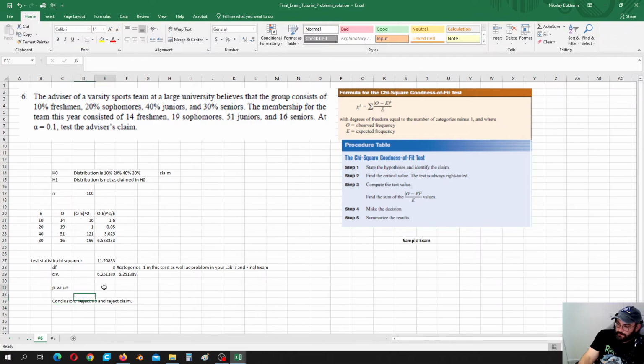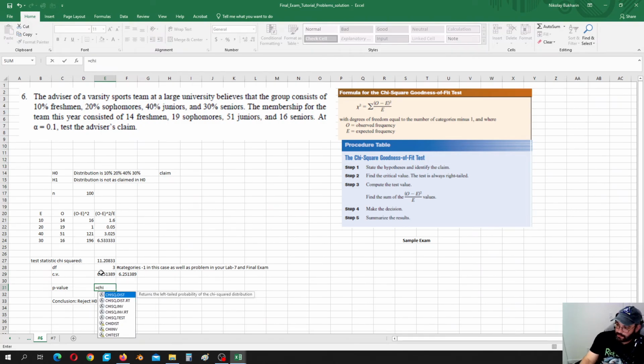We can also calculate the p-value. Again, that's the right tail. We need to find the area from the right, from this value. So it's always a right tail test. We can say that this is equal to the chi-squared distribution, and again we can take the right tail right away, with that value and degrees of freedom 3. Okay, so this is our p-value.